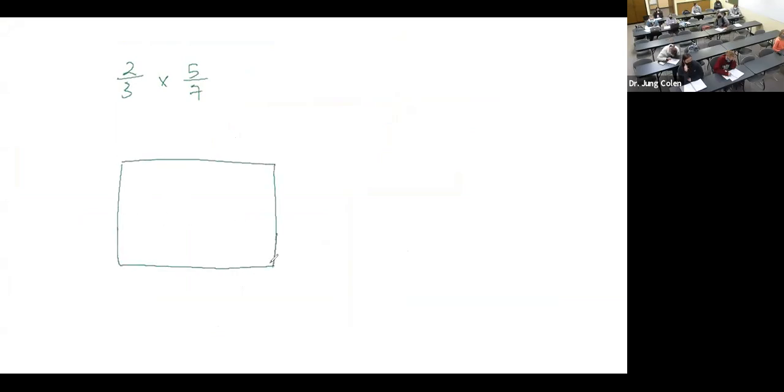This rectangle can be broken into how many pieces? 3 pieces. So I can cut that into 3 equal pieces. And only how much is shaded? 2. This shows 2/3 of a rectangle. I can also show 5/7 here too, right?